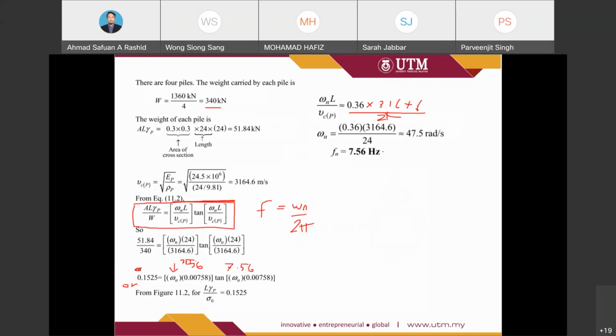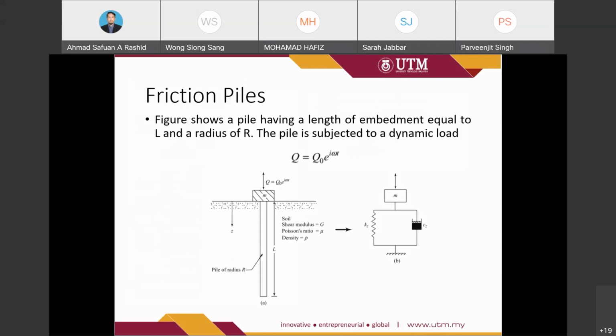If the frequency from the machine is lower, it will be sufficient for the system to sustain the load from that machine. Okay, thank you. Yeah, because we didn't have the input of the frequency from the machine. Then we move to the friction pile.